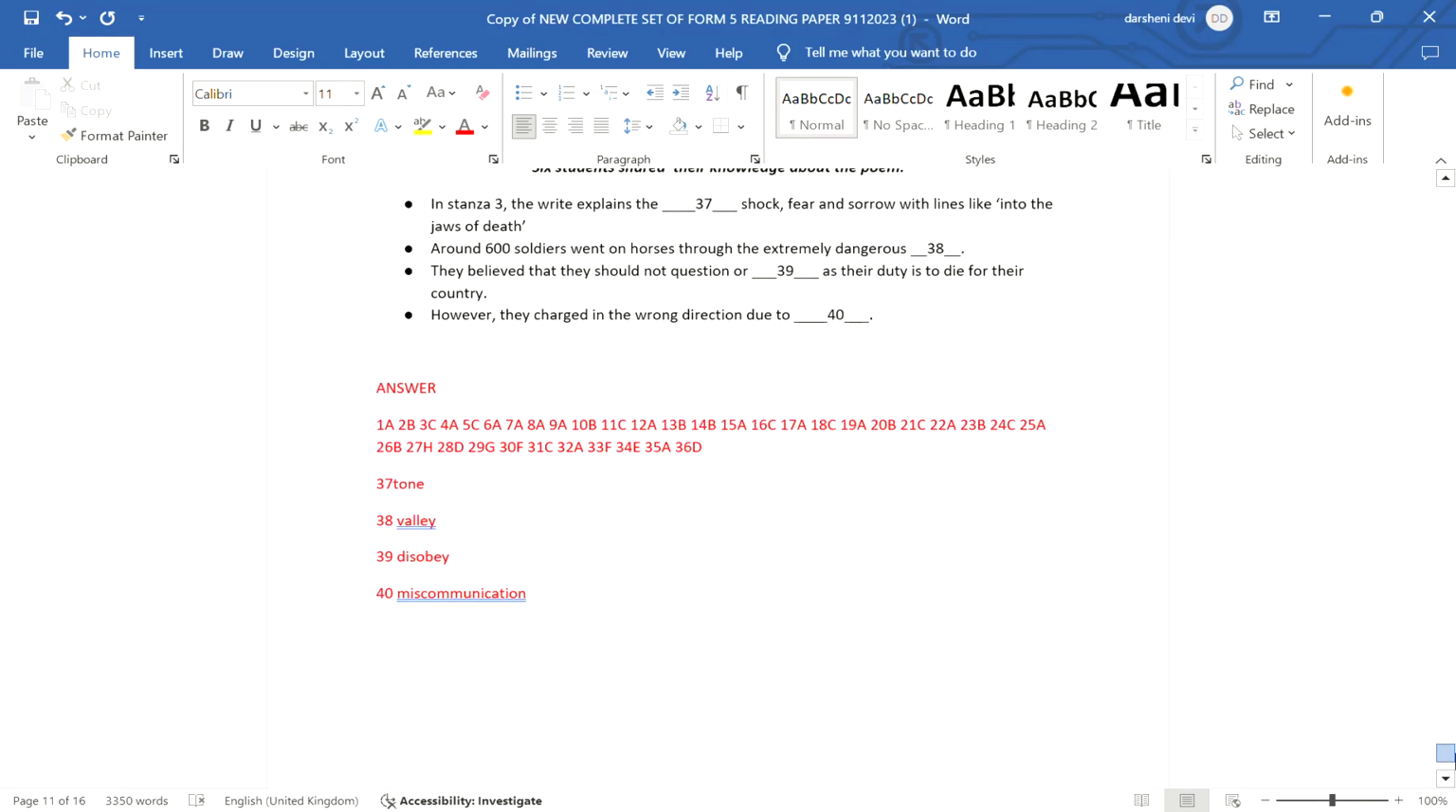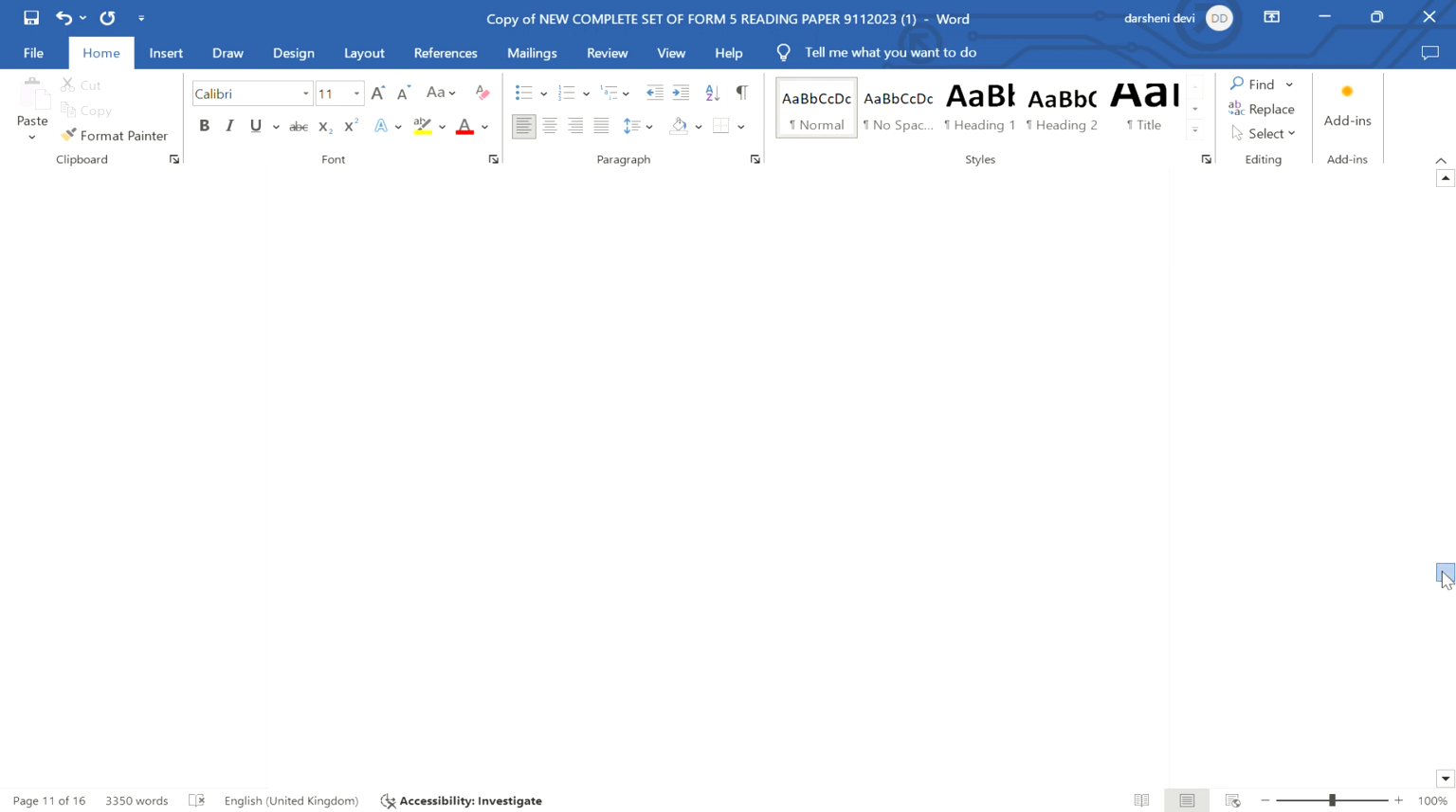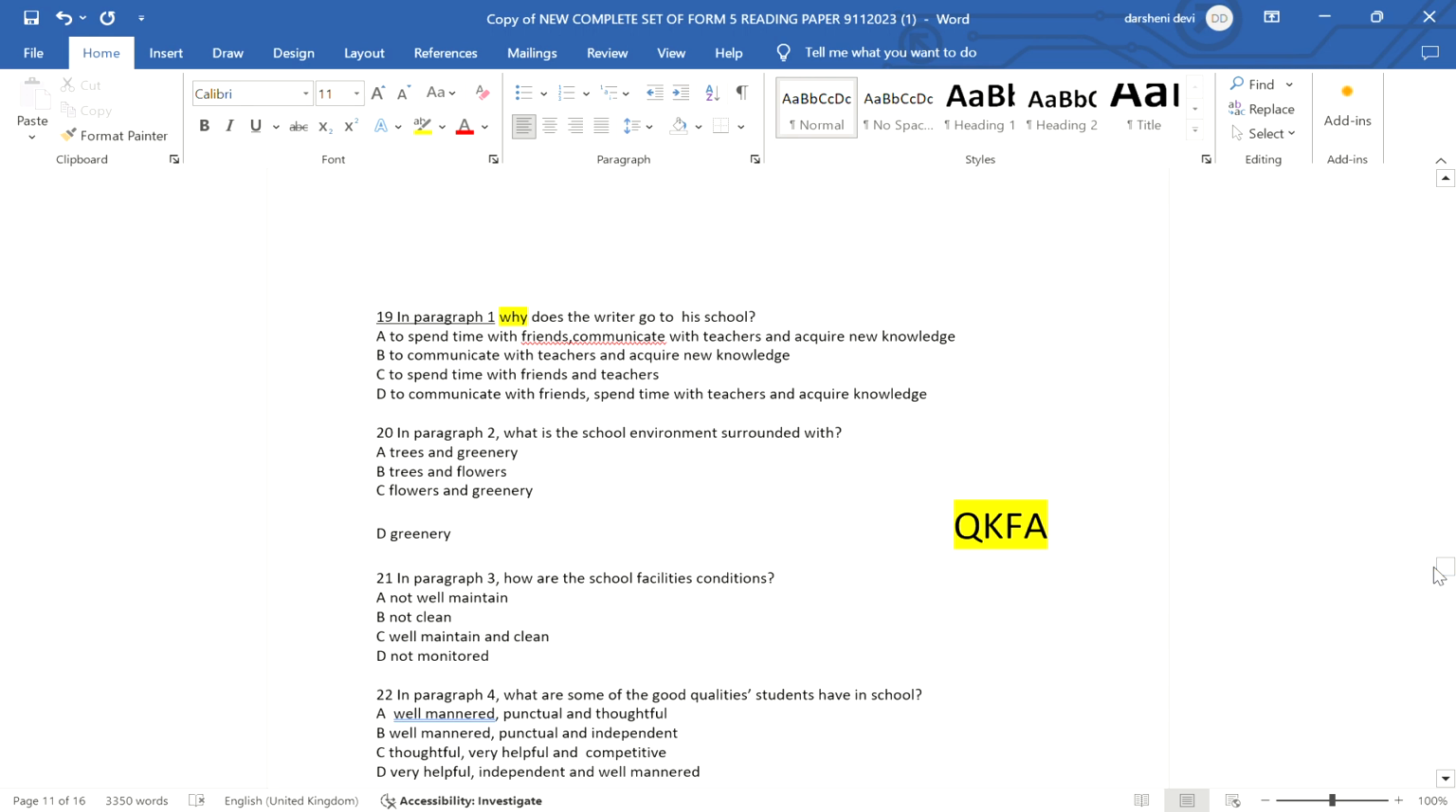Okay, so just now we were in question 19, and yes, the answer is A. That's why I say the keywords can be found also in the options. For example, we try to answer question number 20 in paragraph 2. So this is a keyword. Okay, so you underline here.